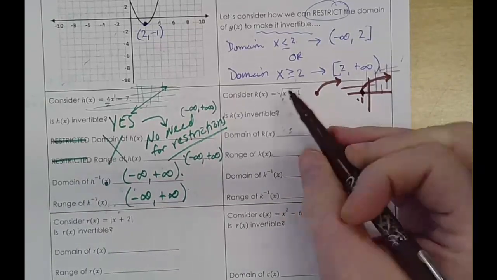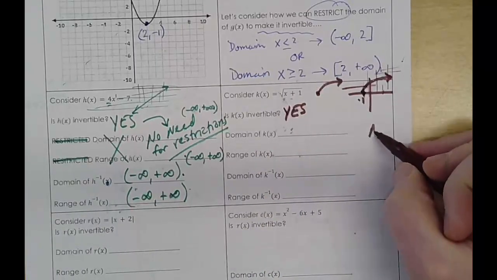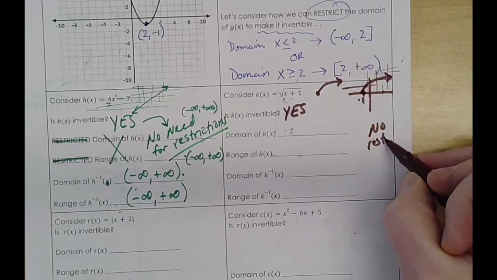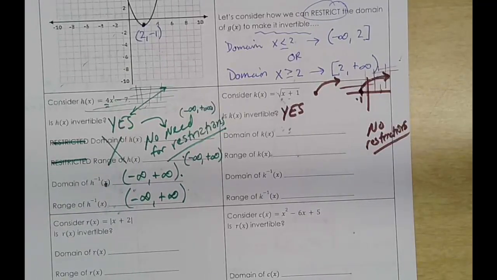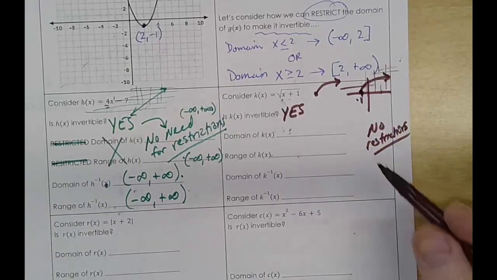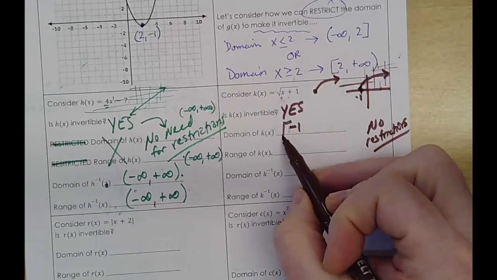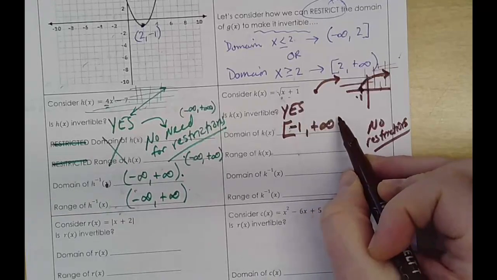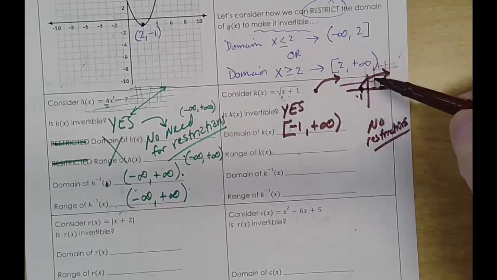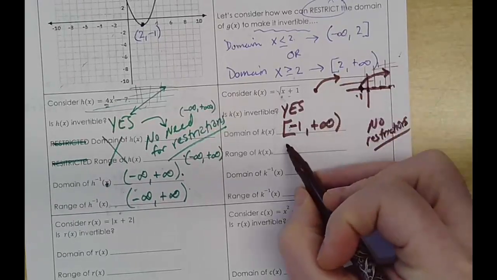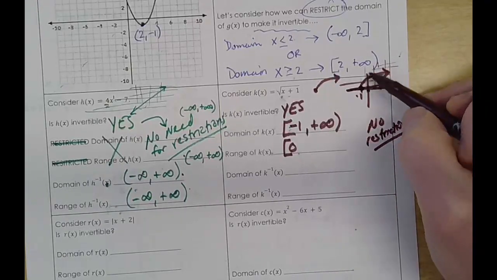Horizontal lines would only hit it one time. So the answer is yes. So there's no restrictions when the answer is yes. There's no restrictions. What's the domain here? So the domain is from negative 1 going up. So from negative 1 to infinity. That's all the x numbers. What's the range? Now you gotta look at it up and down. The lowest one is 0. All right, it starts on the 0 line and goes up.